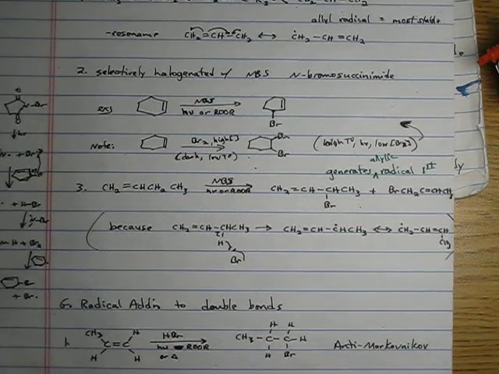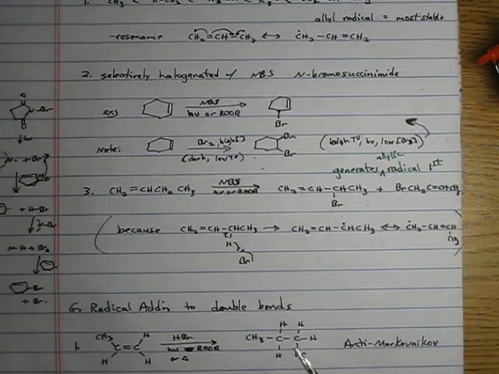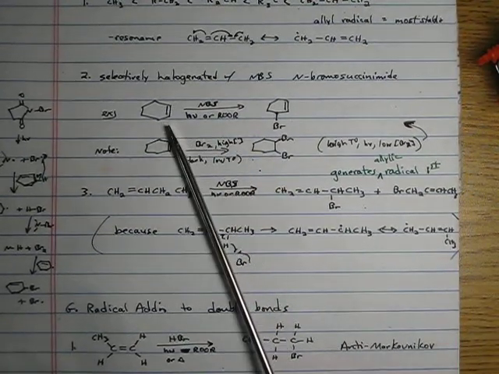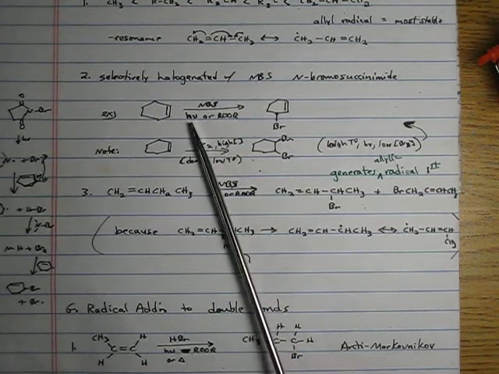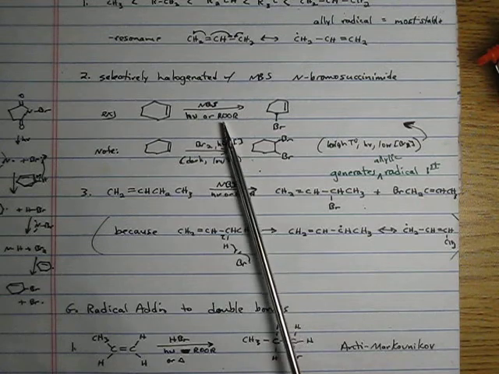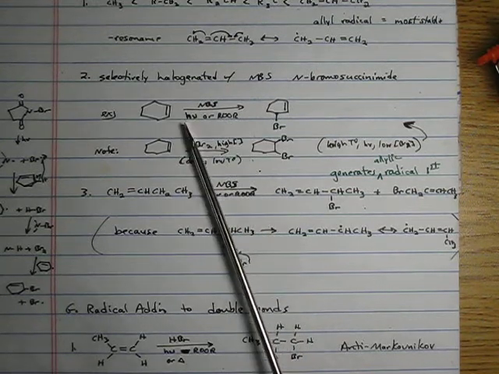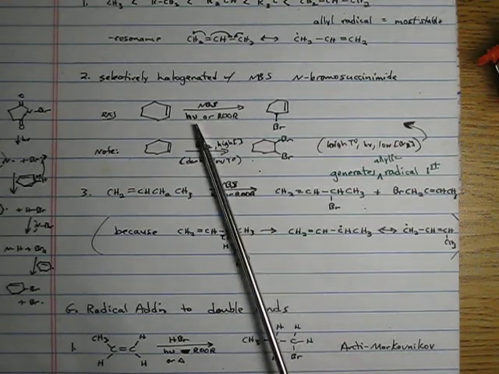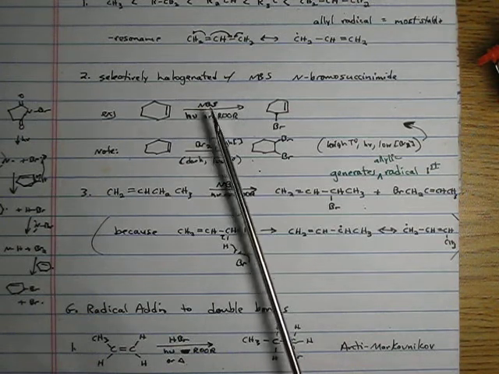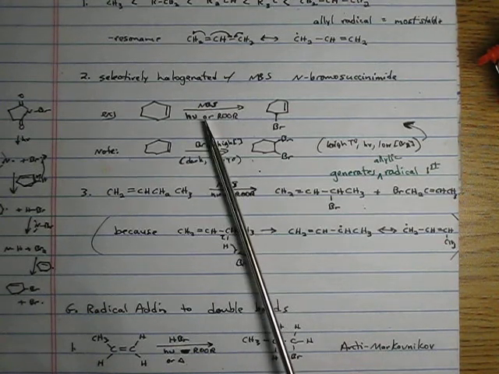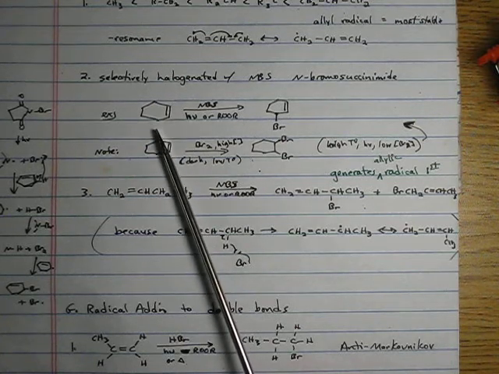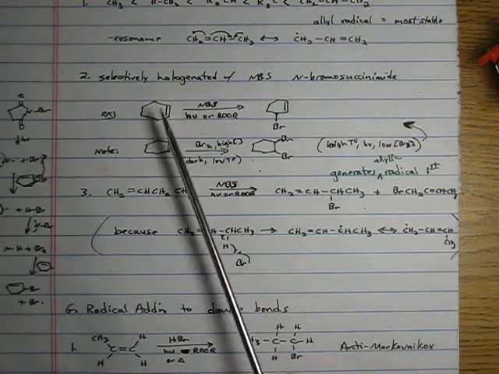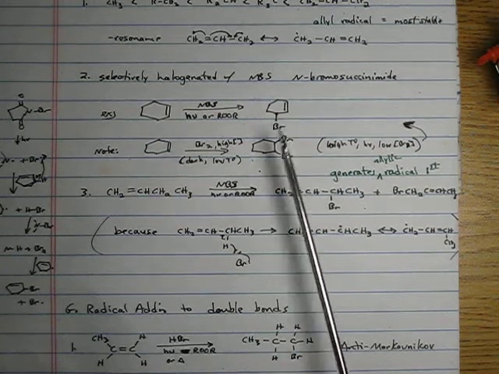What you need to keep in your head is, if you see an alkene and NBS with light or peroxides, ROOR is peroxides, light or peroxides, this is radical conditions. NBS, radical conditions, is going to put a bromine in the allylic position here or here, but that's the same molecule, so just put the bromine here.